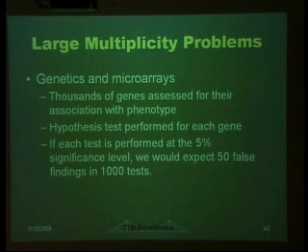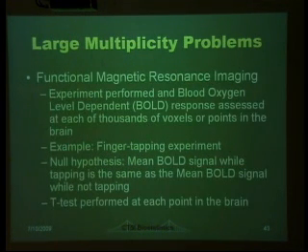There's a lot of ways of analyzing this kind of data, but some of them involve hypothesis testing for each gene individually. And when you do that, if you do each test at the 5% significance level, you would expect 50 false findings in 1,000 tests. So you can see that there's clearly going to be a lot of false significant findings here. So how do you deal with that is an important issue here.